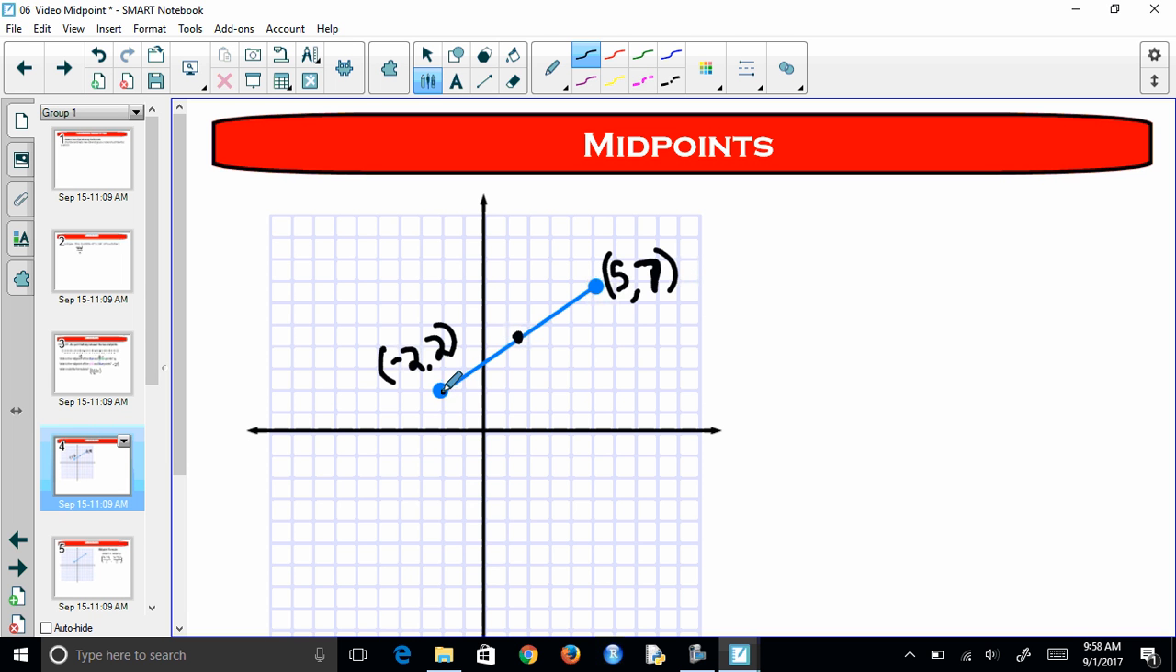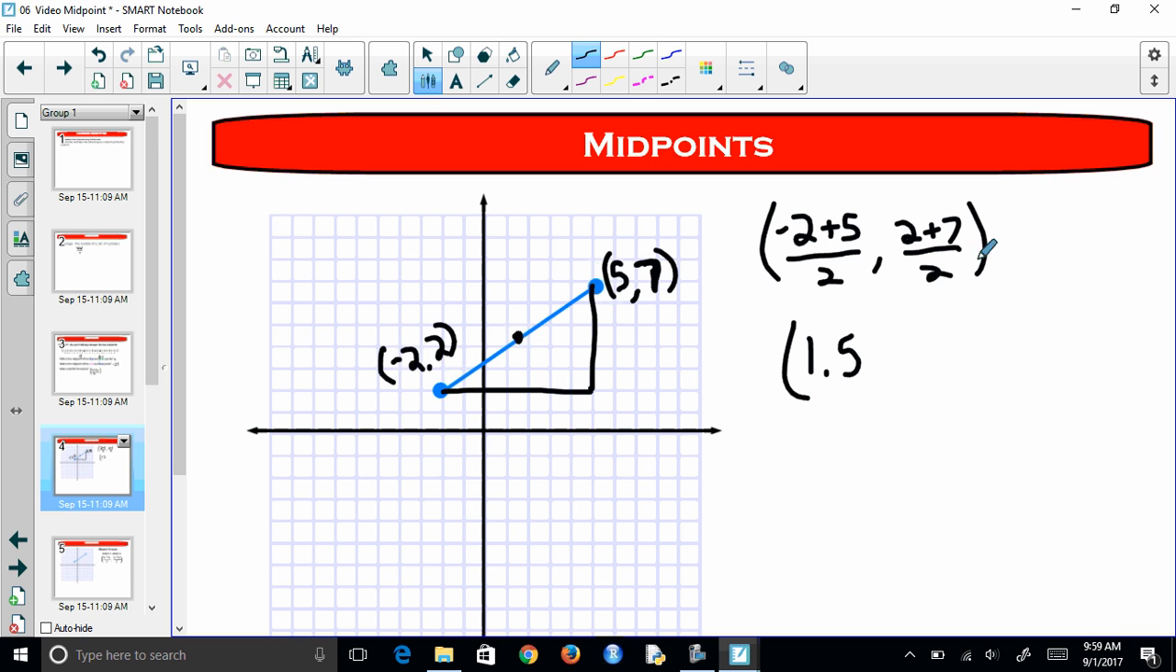Now I need to find the average of this horizontal. And I also need to find the average of this vertical. And where they meet is going to be the midpoint. So I'm going to take negative 2 plus 5 divided by 2, and that's 3 over 2, that's 1.5. Now if I do that for the y value, 2 plus 7 divided by 2, that's 9 over 2, which is 4.5.